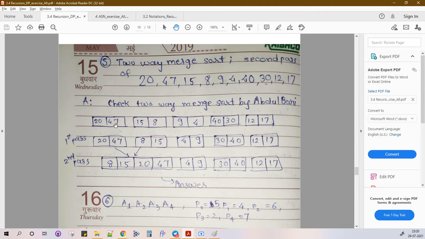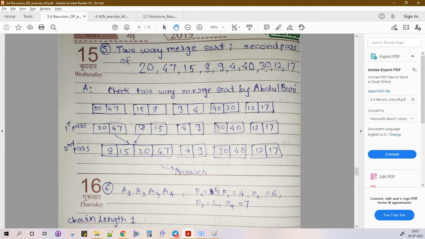Right now I have divided everything, then I will merge them. This is the first pass, the pass of my array, which is dividing into pairs of two. In the second pass, I will merge them one by one. If I merge this thing and this thing, then it would be sorted: first 8, then 15, 20, 47. Then in the second pass, this would be the answer.